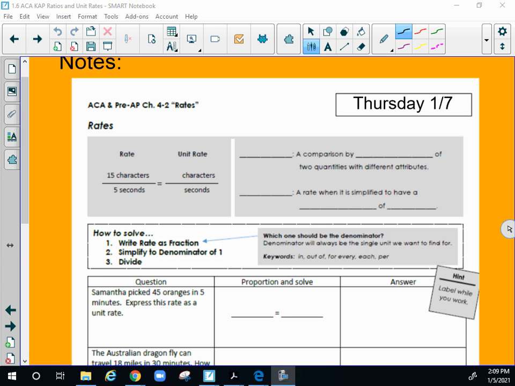Today we're going to be learning about rates and unit rates. Take a second to print out these notes, and then keep in mind if we're going too fast, you can always pause the video and press play when you're ready to continue.